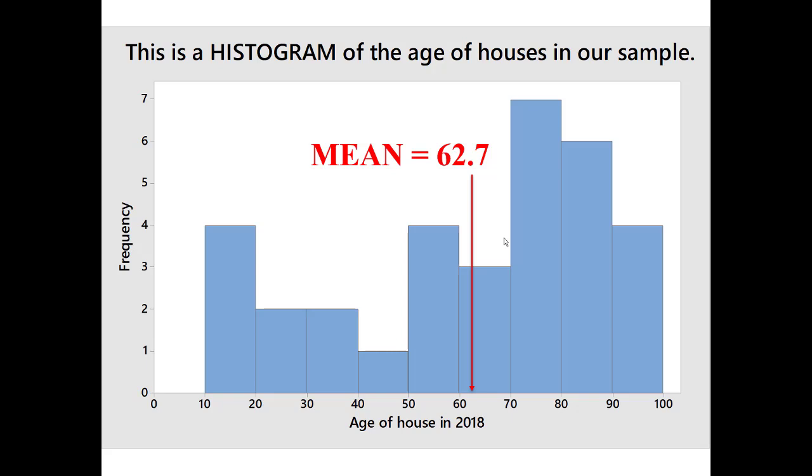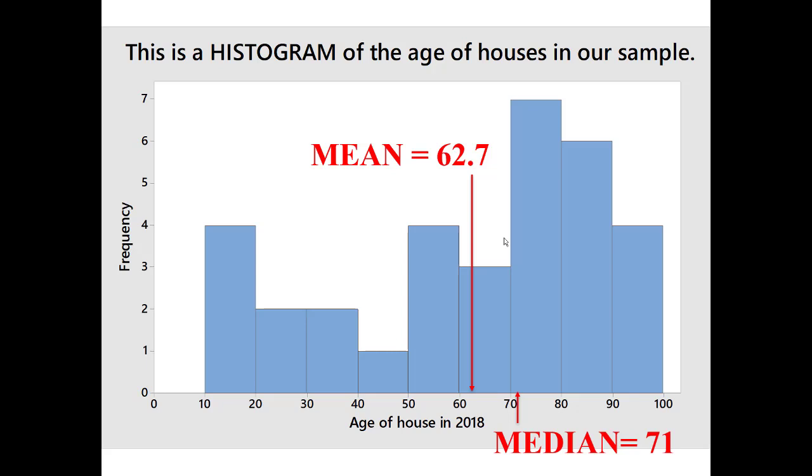If this really is from a random sample, then we can think of this as a reasonable estimate of the actual age of the housing stock within. Housing stock is a fancy way to say houses. So we can think of this as a reasonable estimate of the age of the houses within 600 meters of the railroad track. They're on average about 60, not quite 63 years old.